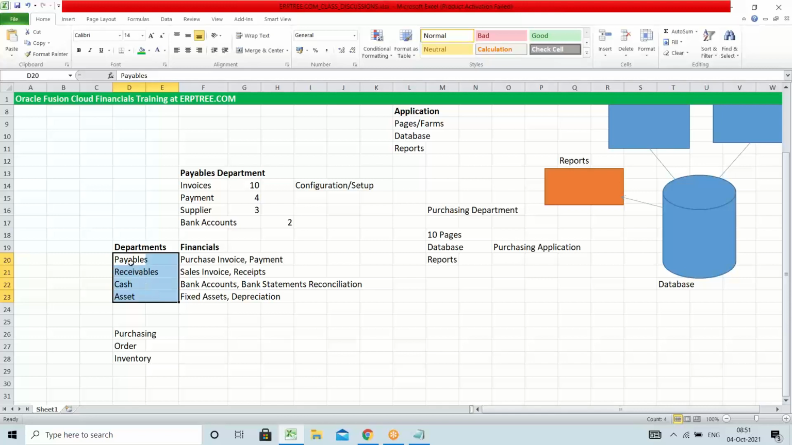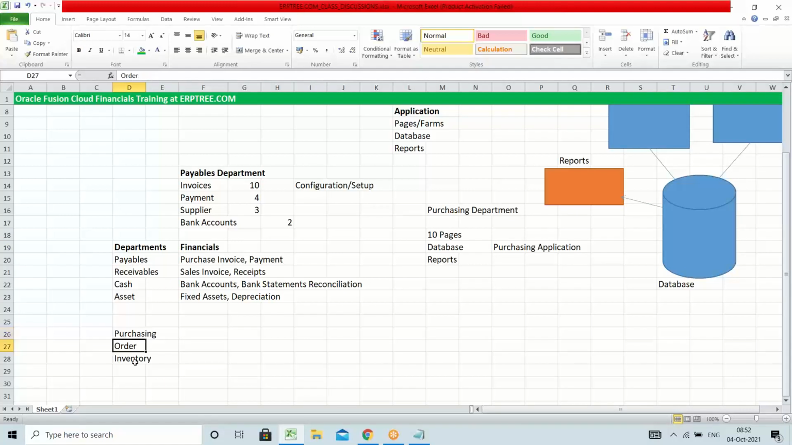For receivables, we have a receivables application. For payables, we have a payables application. For cash, we have cash. For assets, we have a different application. We'll take those names also very soon. Simply for now, you can take it that the applications dealing with money matters we call financials.